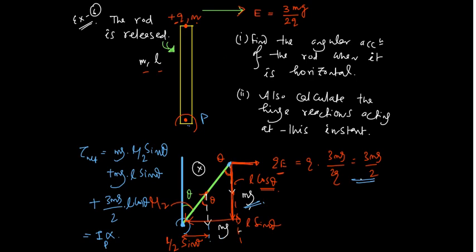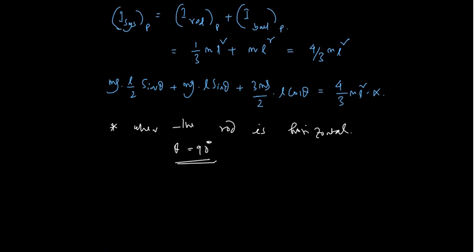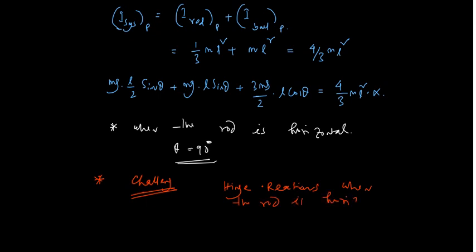Yeah. Then next, I have given a part to also calculate the hinge reactions acting at this instant. Instant means when the rod is horizontal. So this is a challenge for this week, that is, we have to calculate hinge reactions when the rod is horizontal. Now I am adding two more challenges with this.